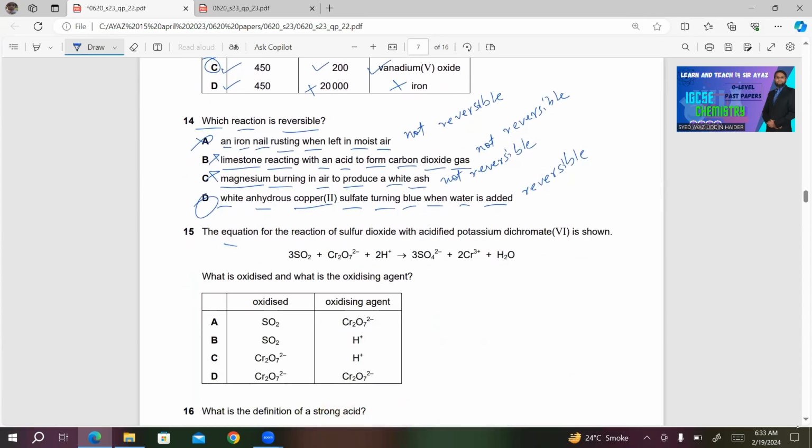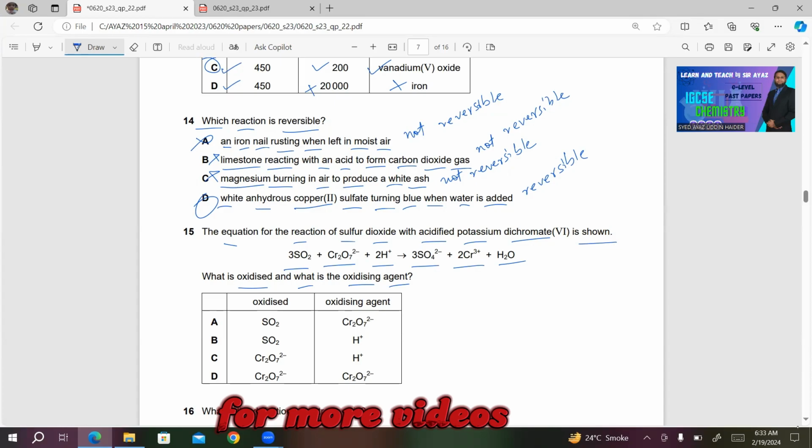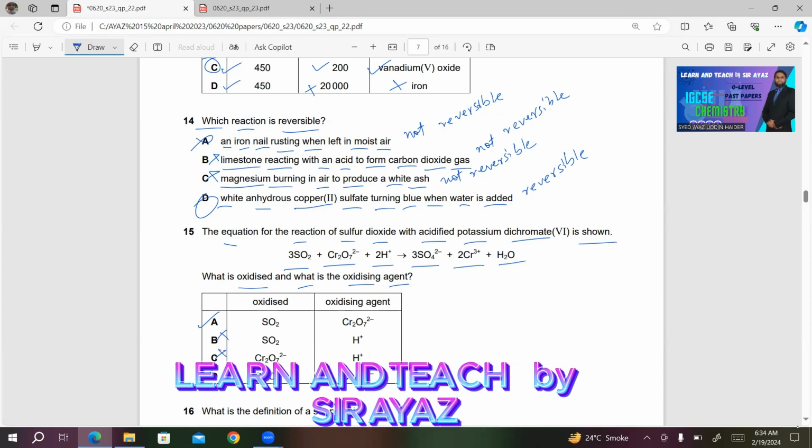Number 15, the equation for the reaction of sulfur dioxide with acidified potassium dichromate 6 is shown. 3SO2 plus Cr2O7 2 minus plus 2H positive gives 3SO4 2 minus plus 2Cr3 plus H2O. What is oxidized and what is the oxidizing agent? Now, this one is not that difficult because the oxidizing agent is the potassium dichromate. So obviously either choice A is correct or D is correct. Both B and C are incorrect.